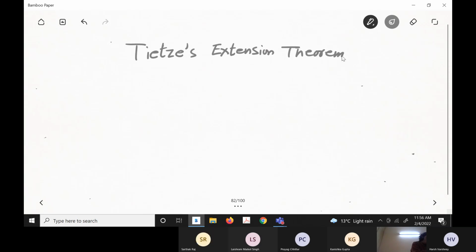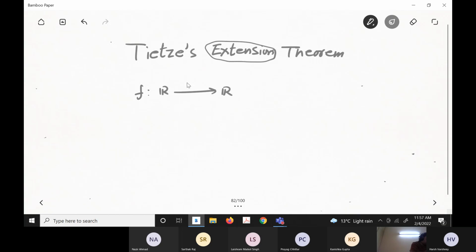Well, I want to talk about Tietze's extension theorem. This is definitely one of the most important results in mathematics, not only in topology and analysis. But before that, I would like to talk about what extension means. Now suppose you have a function from R to R.